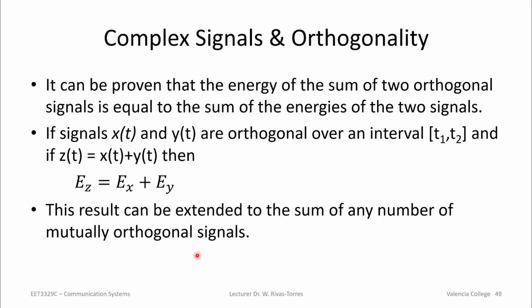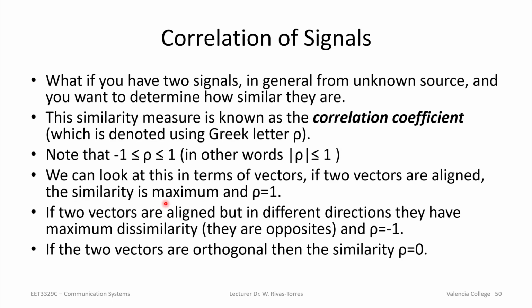This result can be extended to any number of mutually orthogonal signals. So as long as x and y are orthogonal, you can actually say this, right? And the reason is that they're orthogonal. Remember, going back to the vectors, one does not contribute to the other, and vice versa. It's like there's no coupling between them. They're totally not related to each other, have no coupling between them, or no kind of correlation, which is our next topic.